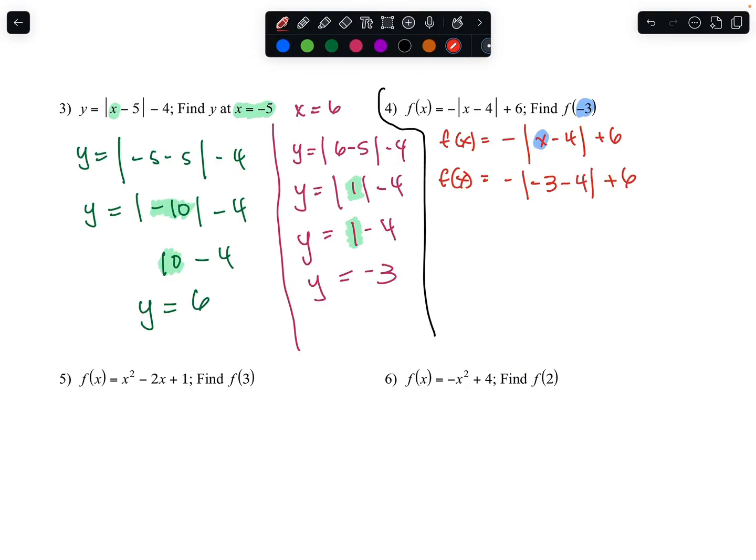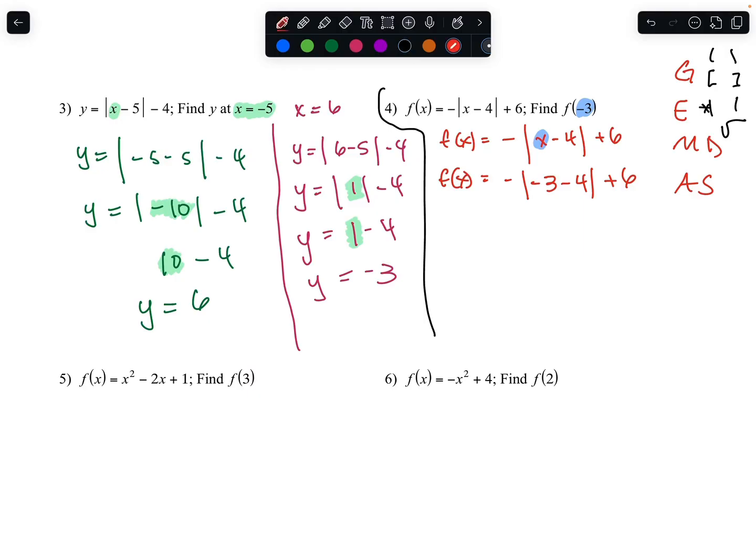Okay. When there's a negative on the outside, we handle what's on the inside first and then handle that negative last. Because in the order of operations, we take care of, remember, the G was for grouping. And in that grouping was parentheses, brackets, absolute value bars, and square roots. This is the one we're working with right now. We've got to take care of the absolute value bars first, okay?